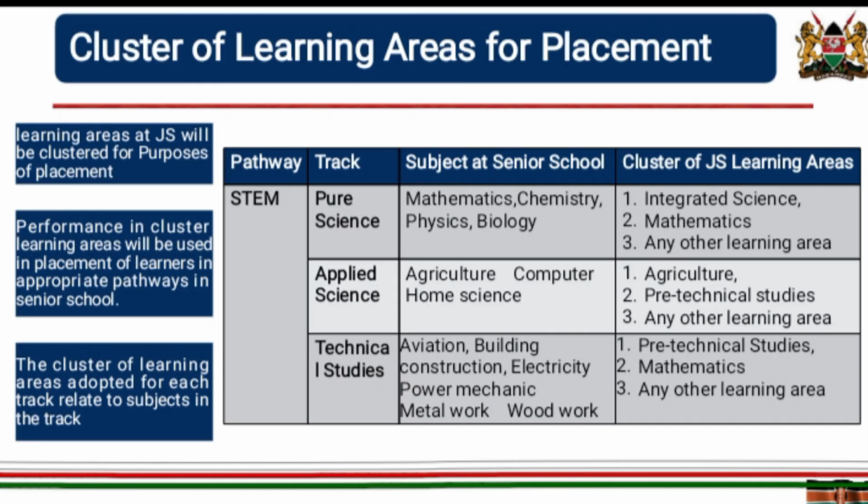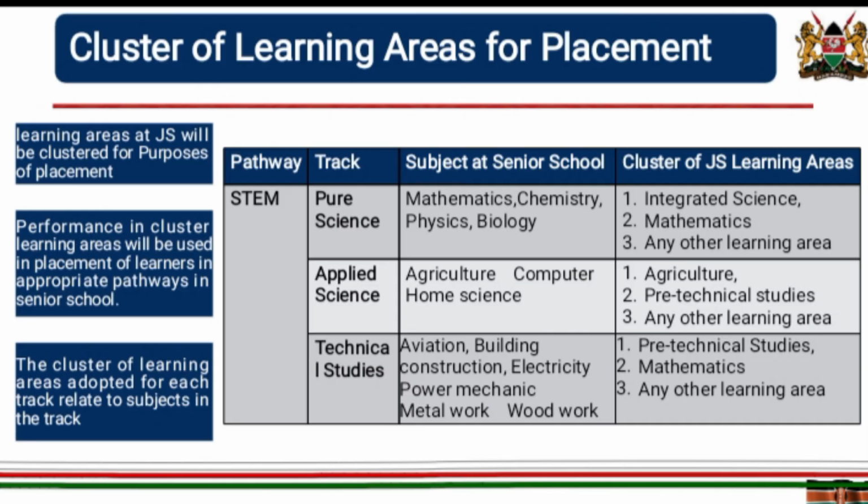So when you talk about applied science, this learner will be learning agriculture, computer, and home science under senior school. So in JSS, that's in grade 7 to 9, this learning is supposed to be focusing on agriculture, pre-technical studies, and any other learning area.